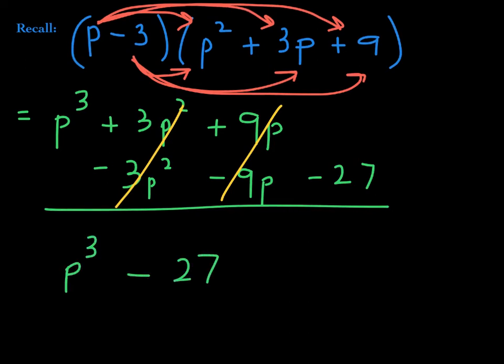This is a difference of two perfect cubes. This is a difference. P cubed is a perfect cube because it's p times p times p. 27 is a perfect cube because it's 3 cubed. It's 3 times 3 times 3. So the question is, how does it factor? Well, it's up here. It was already factored in the beginning. Notice the pattern. It's the same pattern as what I just finished showing you. It's a binomial followed by a trinomial.